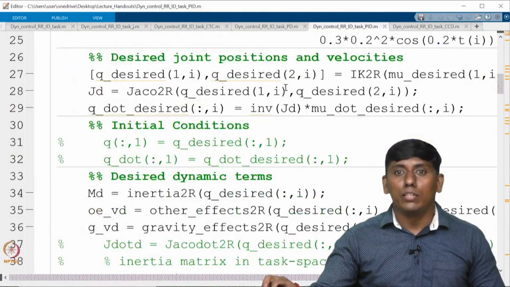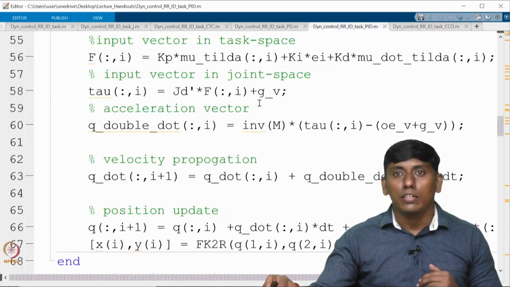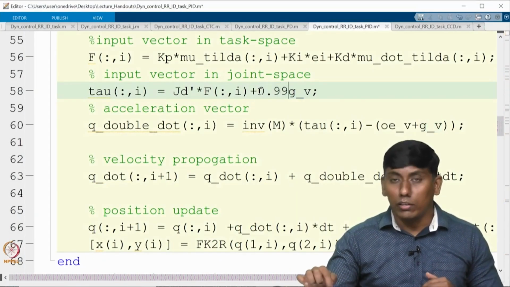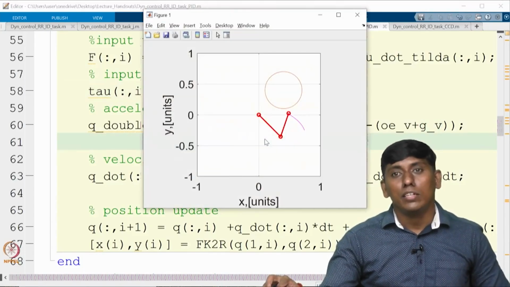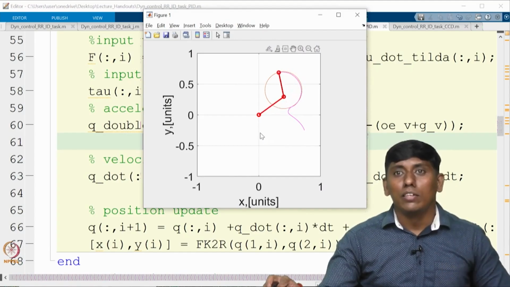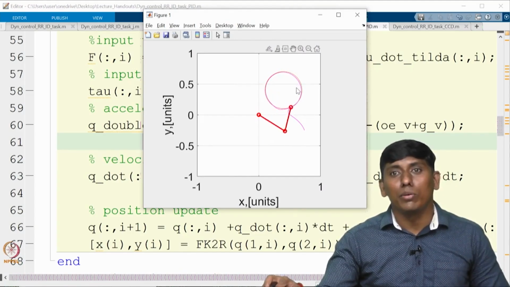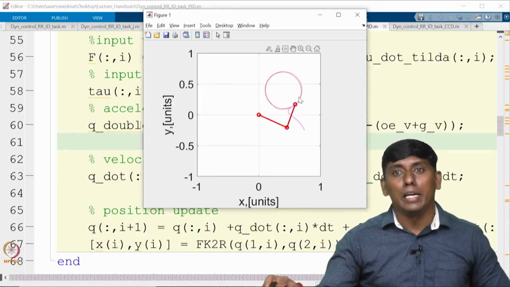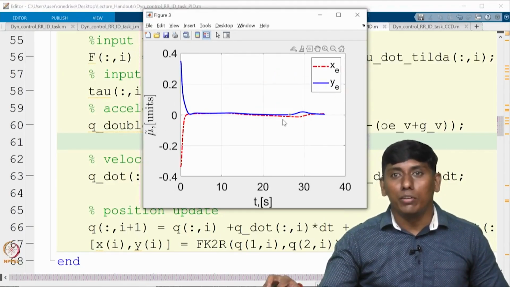So now we assume that the gravity is compensated only 99%. Okay. So now the model is not accurate. So you can see it is more or less working well, but there is a steady state error coming because the gravity is not completely compensated, right? So that is the whole idea, you can see it.